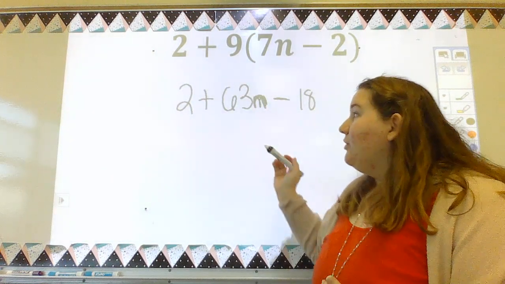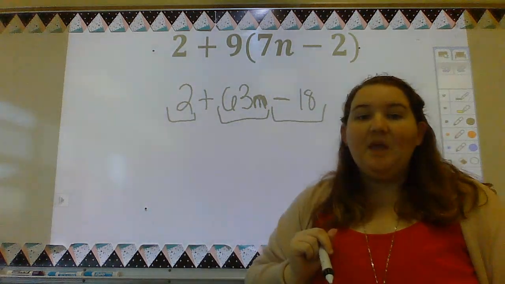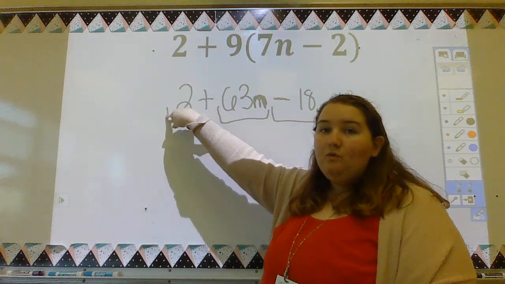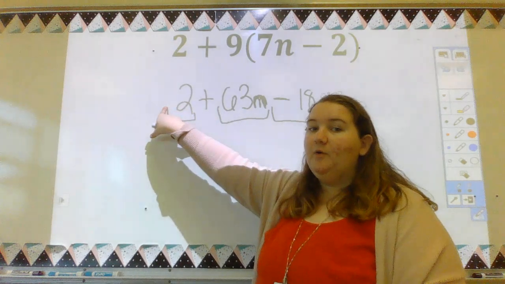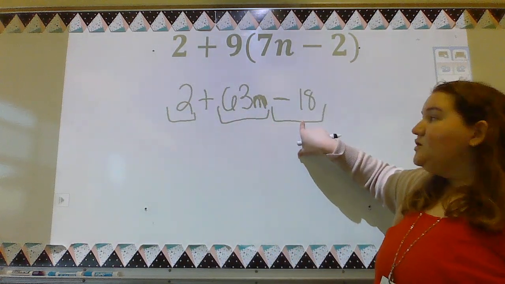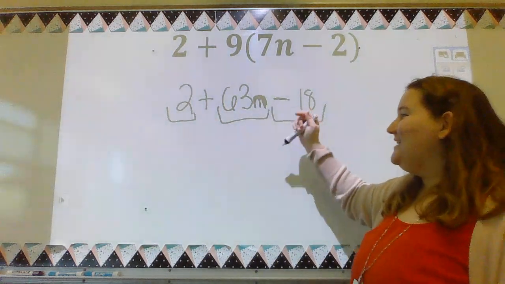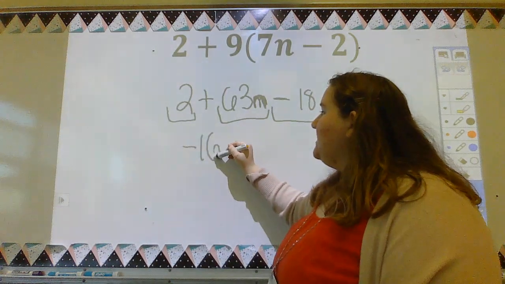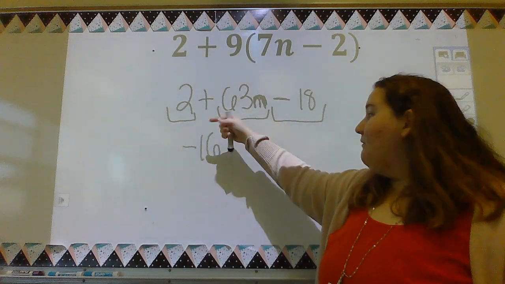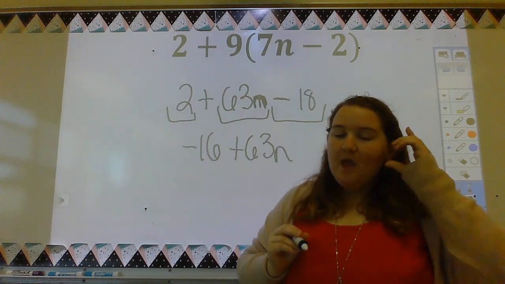So remember, there are 3 terms. 1, 2, 3. Okay? We're going to see if any of these terms have buddies. So for example, 2, or our constant here, has no variable. And we look through our problem, I say, okay, this one doesn't have a variable either. So I'm going to say 2 minus 18, and 2 minus 18 gives you negative 16, okay? And then I'm going to look at 63n. It does not have a buddy, so I'm going to bring it down.